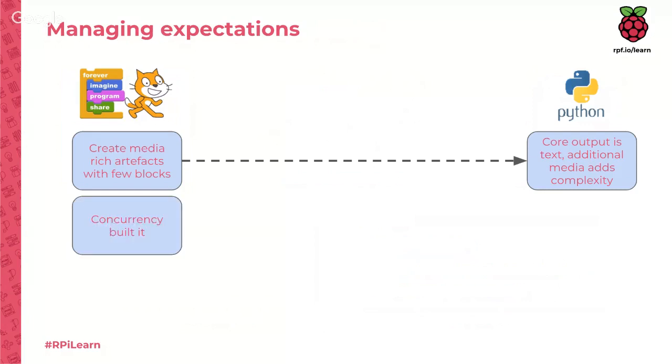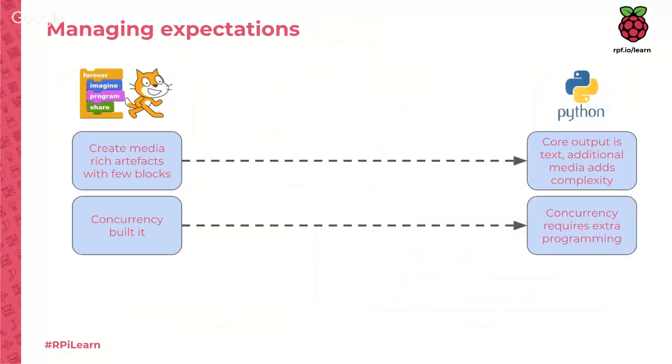Scratch has concurrency built in, which means that if I have two scripts within my program and I run my program, those two scripts run in parallel together at the same time. To do the same in Python requires extra programming. You have to build that concurrency, as Python assumes most of the time you don't need that. And if you need it, you're going to write the code to do it yourself.